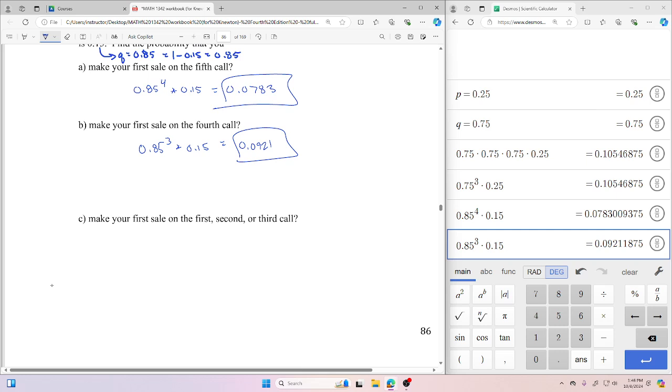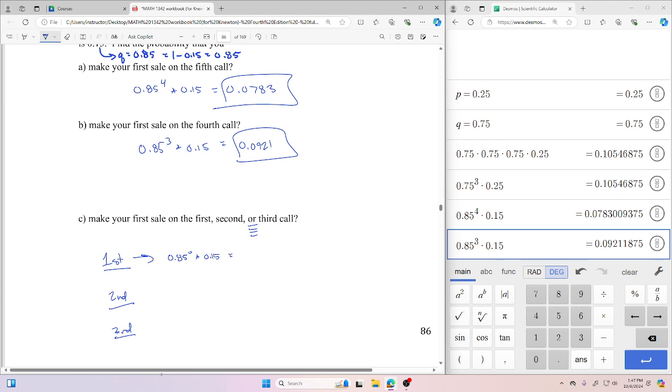Oh, here we go. So making the sale on the first, second, or the third call. So this is 3 different situations that we can have. We can make our sale on the first, on the second, or on the third, right? So on the first, what would be the probability of making it on the very first call? How many failures would we have? 0 failures. I know this is really silly, but I'm going to put a 0 there, and times my success.